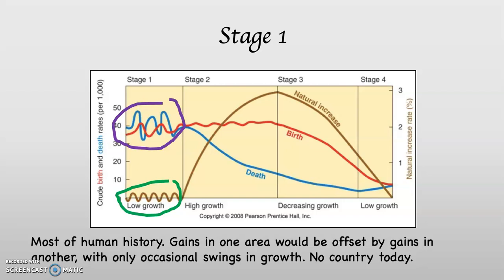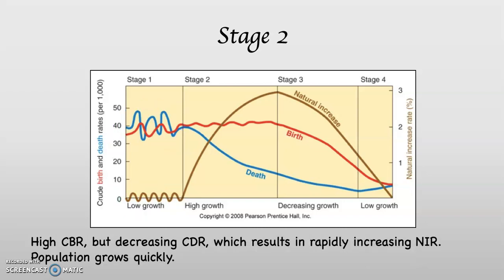Most of human history was spent like this in stage 1. Gains in one area would be offset by gains in another, with only occasional swings in growth. And no country is in stage 1 today. Now, there might be areas in a country that are experiencing stage 1 kind of characteristics, but no country is in stage 1 today.